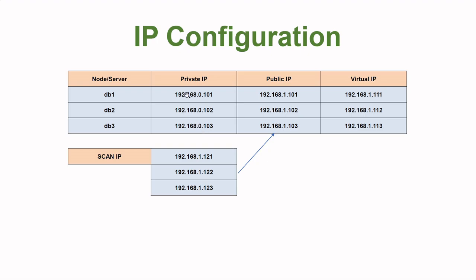So the private IP is the only IP which should be in a different subnet. All others should be in the public subnet, and this should be the same subnet where your application servers reside. The application should be able to communicate with your database using the public subnet. So the SCAN IP, public IP, and virtual IP are in the same subnet.